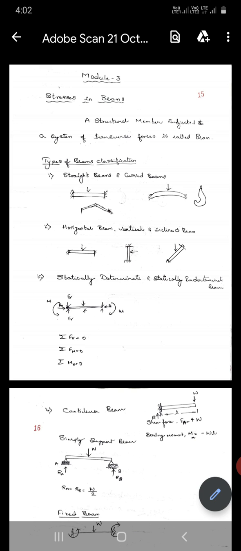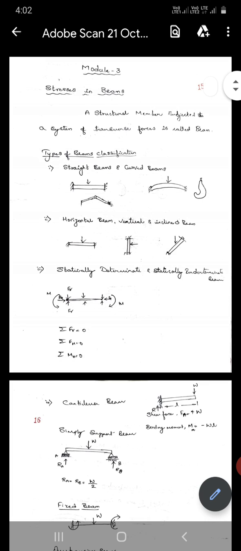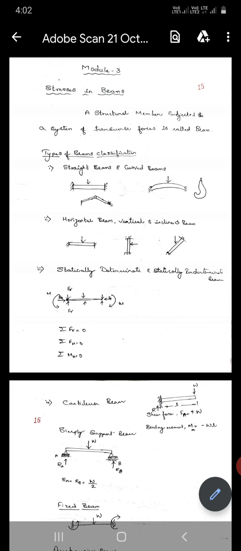Third one, statically determinate and statically indeterminate beams. Statically determinate beams are those where the sum of vertical forces, horizontal forces, and moments are all zero. There is no unbalance, whereas statically indeterminate means the sums of vertical, horizontal forces or moments are not equal to zero. These are statically indeterminate beams.